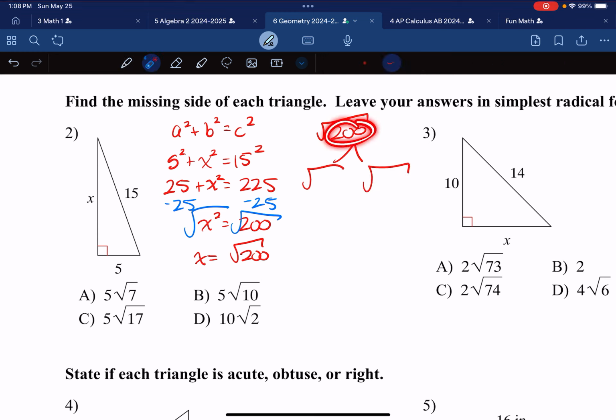I happen to know that 100 is a factor of 200, and 100 is also a perfect square, because when I take the square root of 100, it turns into a 10. But what is the other square root that I can multiply to get to 200? 100 times 2 is 200, therefore this is going to be a 2. Our final answer is going to be a 10 with the square root of 2, which is option D.